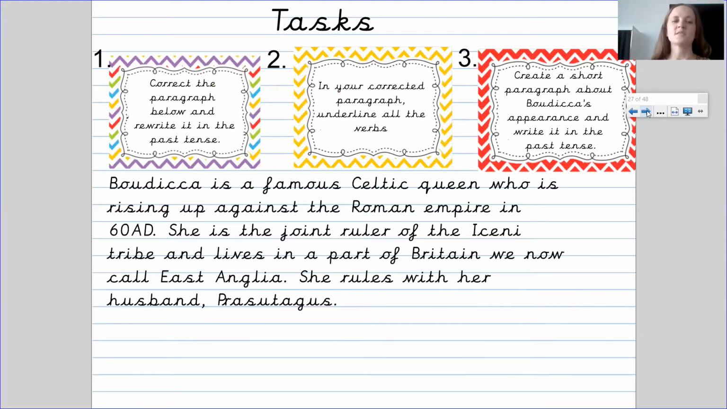You need to correct this paragraph below and rewrite it in the past tense. In your corrected paragraph, I would like you to underline the verbs and then create a short paragraph of your own about Boudica's appearance and make sure it is written in the past tense.